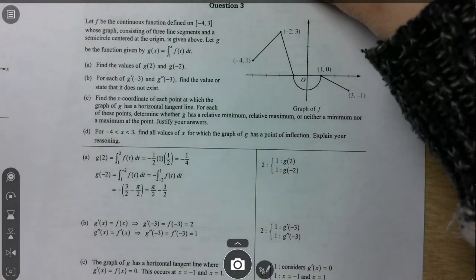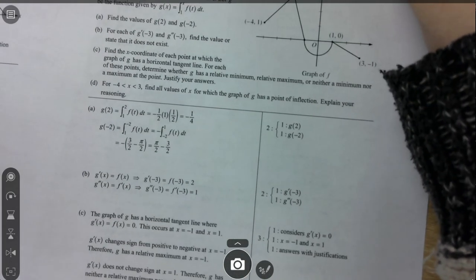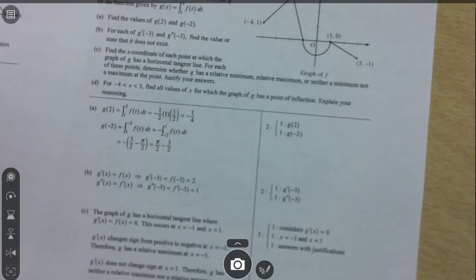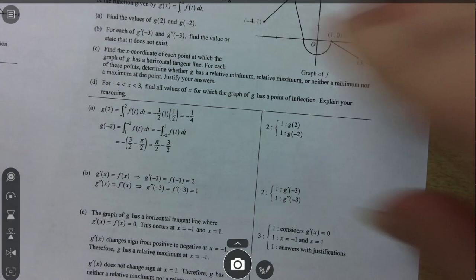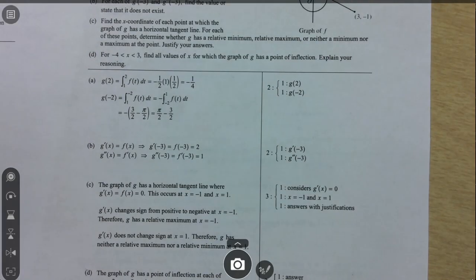Okay. Next one. For each of g prime of -3 and g double prime of -3, find the values or state that it does not exist. They both do exist. It is 2 and 1. Each of these were 1 point.